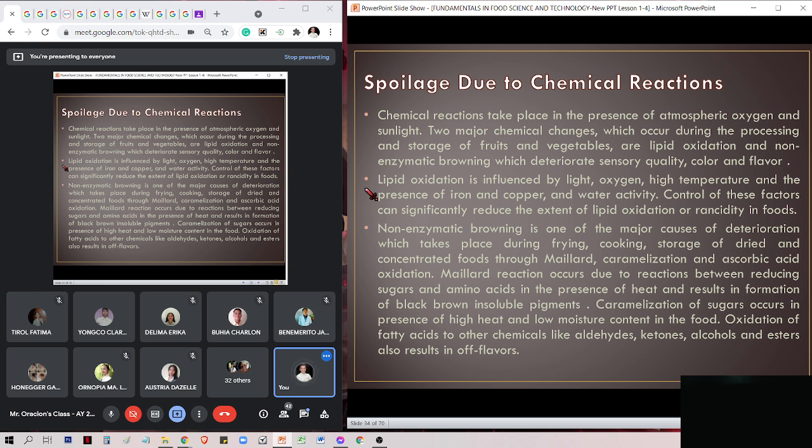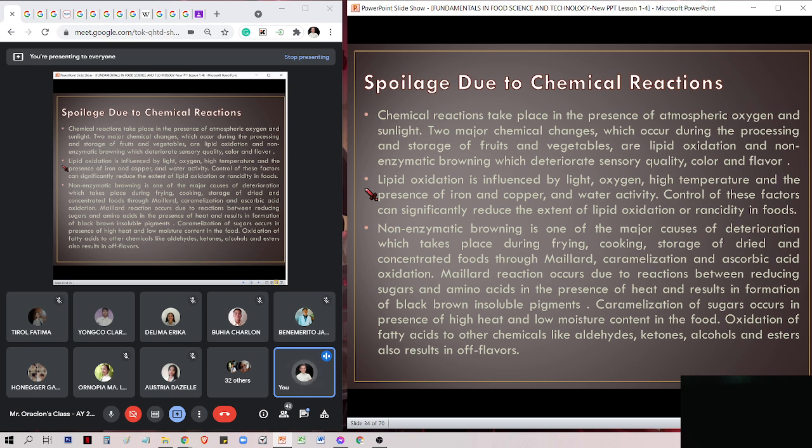Lipid oxidation is influenced by light, oxygen, temperature, the presence of iron and copper, and water activity. Control of these factors can significantly reduce the extent of lipid oxidation or rancidity in foods. Non-enzymatic browning is one of the major causes of deterioration, which takes place during frying, cooking, and storage of dried and concentrated foods through Maillard reaction, caramelization, and ascorbic acid oxidation.